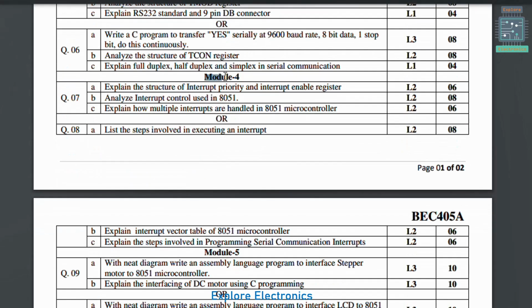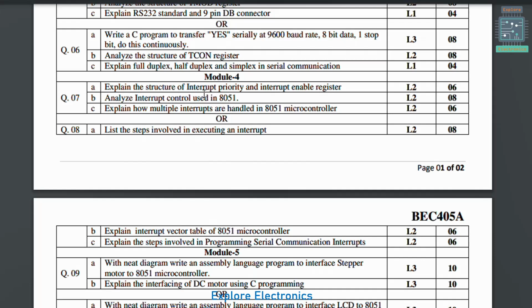Coming to module 4, which is interrupt handling. So explain the structure of the interrupt priority and interrupt enable register. That is the first question. Analyze the interrupt control in 8051. Then explain how multiple interrupts are handled in the 8051 microcontroller. These are the questions from module 4.